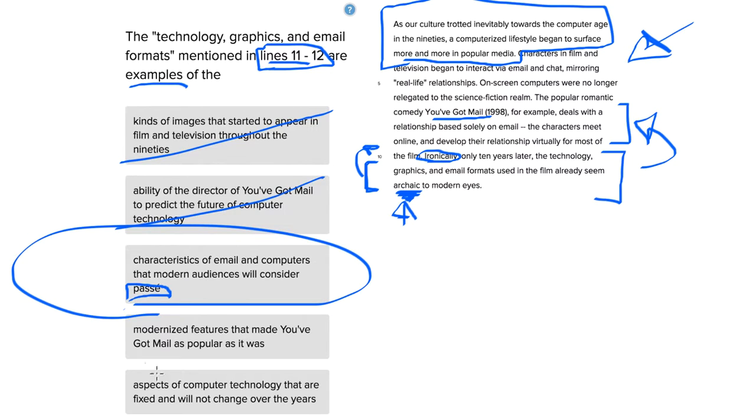Whoa, that's a huge circle there. "Modernized features that made You've Got Mail as popular as it was." Potentially, but not in lines 11 and 12. In lines 9 and 10, definitely. But here we're only wondering about 11 and 12. Here we're just saying that it's ironic that now it looks old-fashioned. "Aspects of computer technology that are fixed and will not change over the years." Well, if they look old-fashioned, they had to have changed. So answer choice C is the correct answer. I hope that helped. Happy prepping.